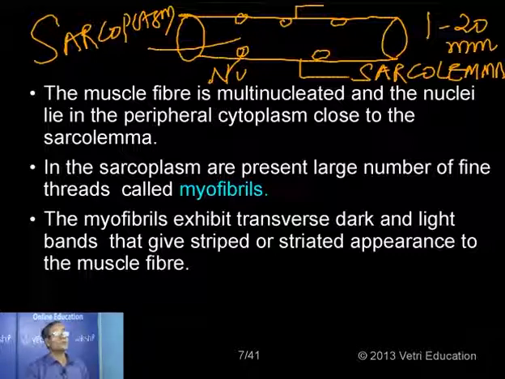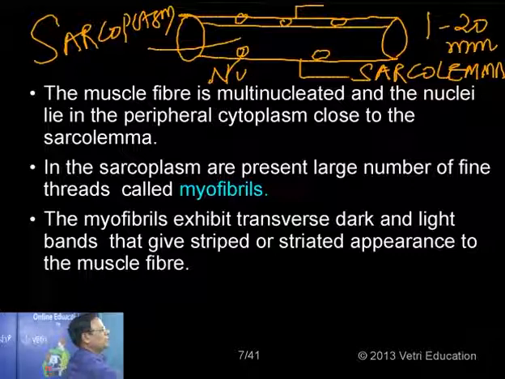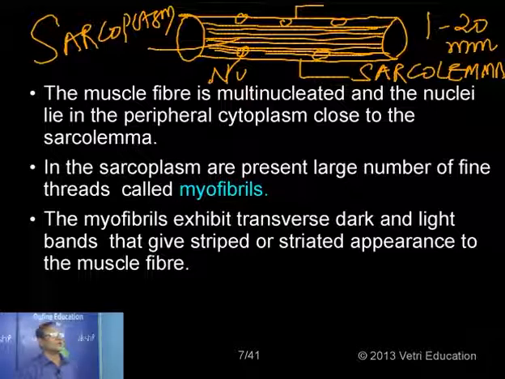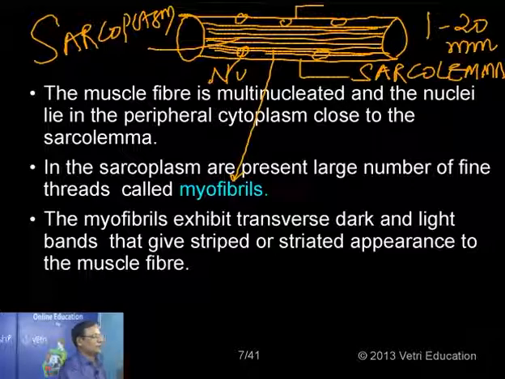Now in the sarcoplasm are present fine, delicate, thread-like structures, running parallel to the entire length, like this. The number varies from 4 to 20. These filaments are called myofibrils. Their length is more or less equal to the length of the total muscle fiber, but the diameter is only about 1 to 3 microns. The length varies from one muscle cell to another, ranging from 1 to 20 millimeter.